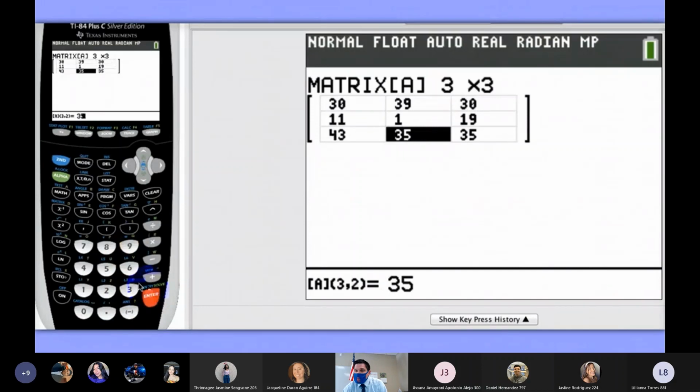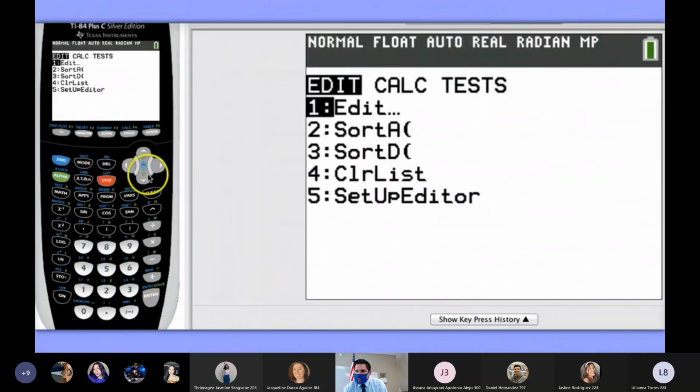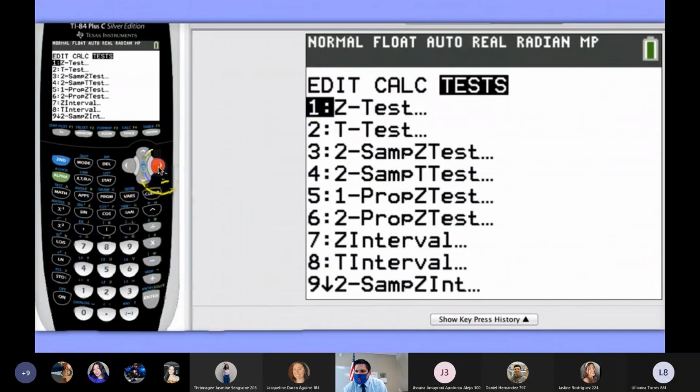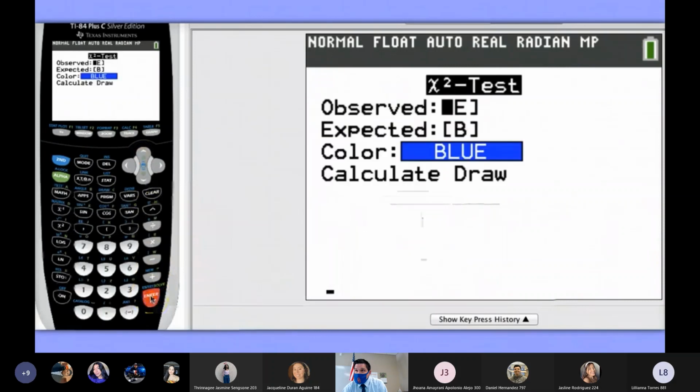Now that our data is entered, we're ready to run the test. Hit second mode to get back to the home screen. Then hit stat, go over to tests, and scroll to find chi-squared test. I'm going to hit the up arrow since I know chi-squared test is near the bottom. This is a little quicker way to get there. Chi-squared test. And we need to tell the calculator where our observed matrix is stored. It's stored in A, not E. So I need to change this.